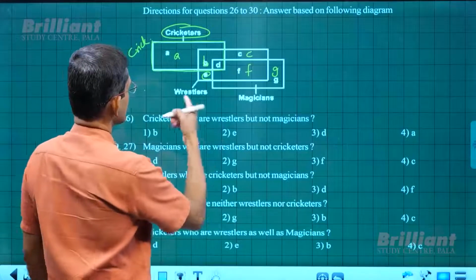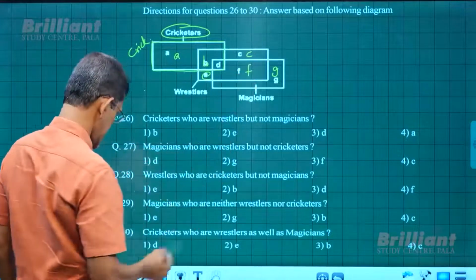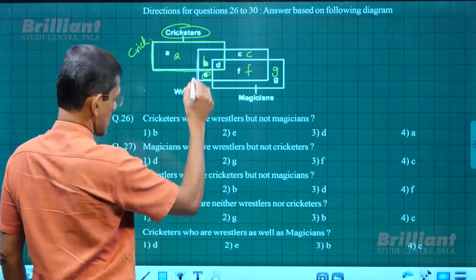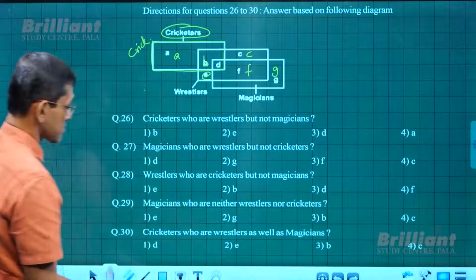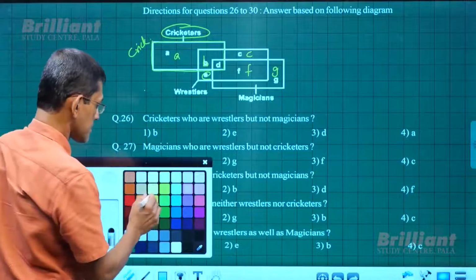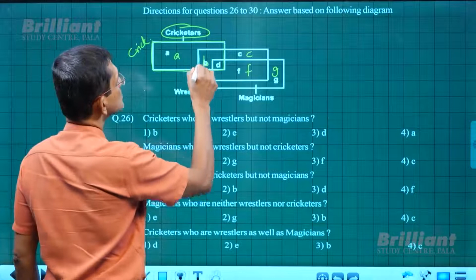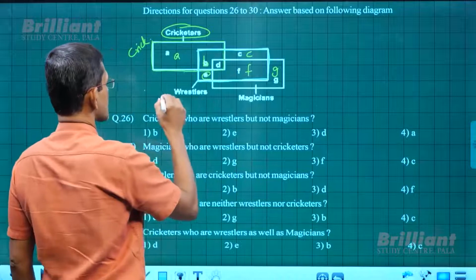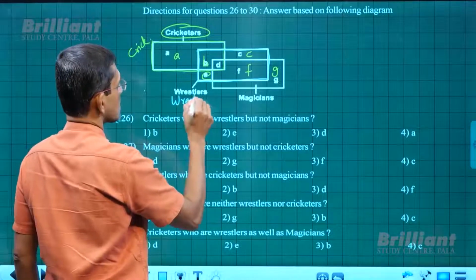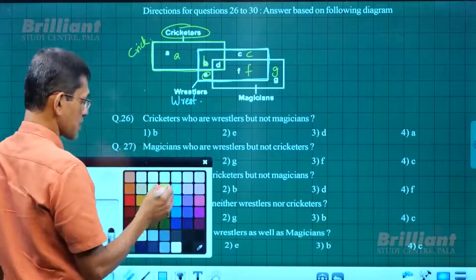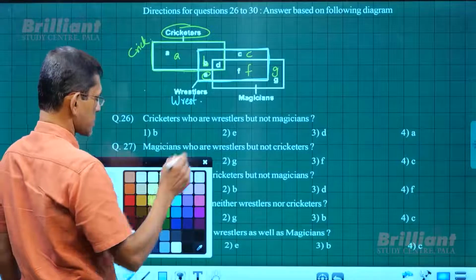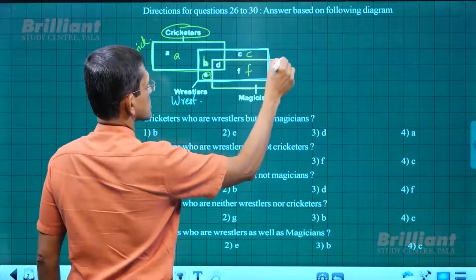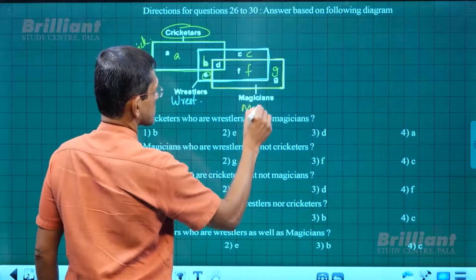And well, the second rectangle, we'll go with a different color, maybe another color, because that color is not really visible. Let's have blue color. These are wrestlers. And the third rectangle, we go for yellow color. And these are magicians.